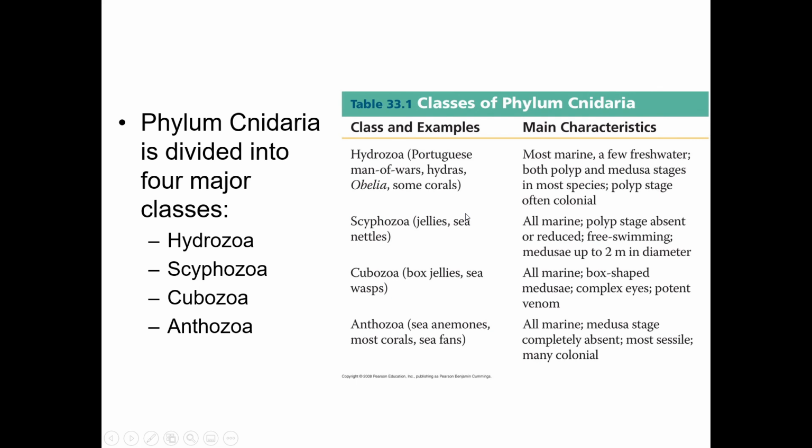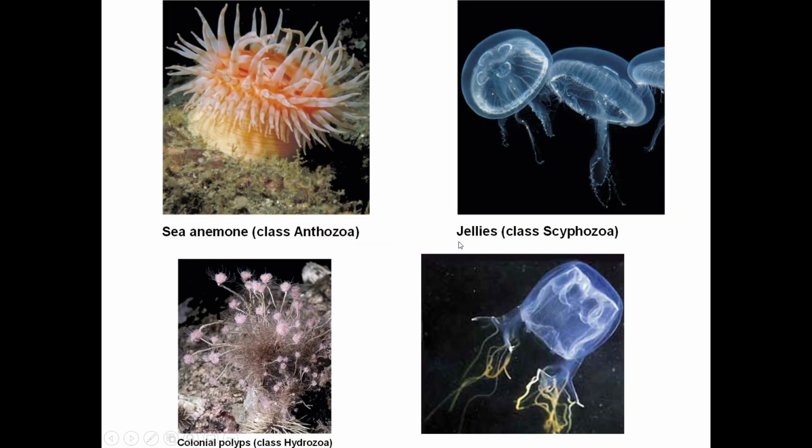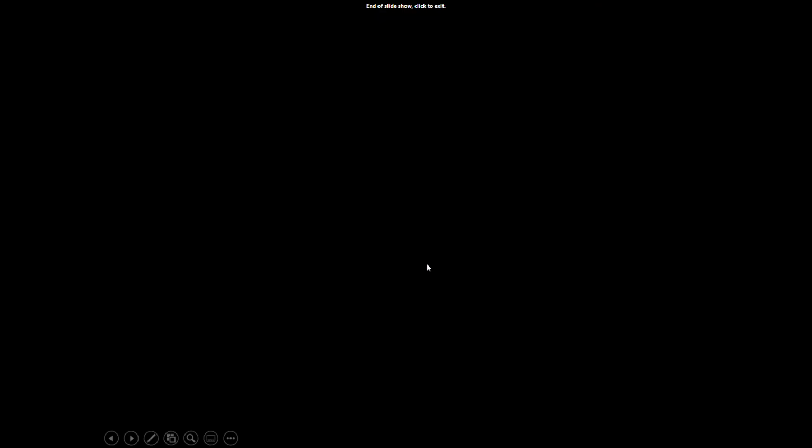The Cubozoa, the box jellies, and the sea wasps. As far as I know, we don't have too many of these in our area. These can be small, but pack a punch when it comes to their stinging ability. And then the sea anemones, most of the corals, and the sea fans, where you don't have a medusa stage, and mostly these are colonial and sessile. Those are pictorial representations of each of these. All right, we are going to move on to more examples of phyla.